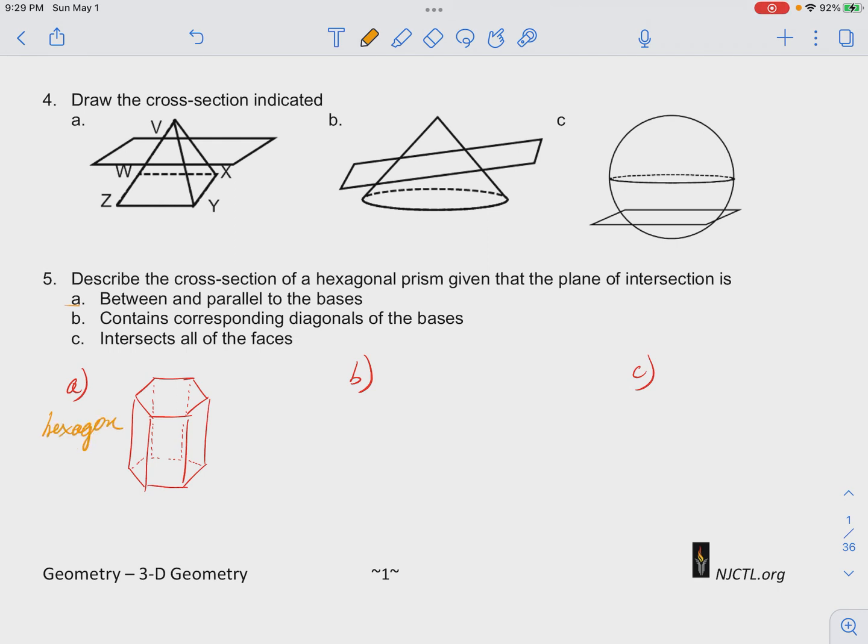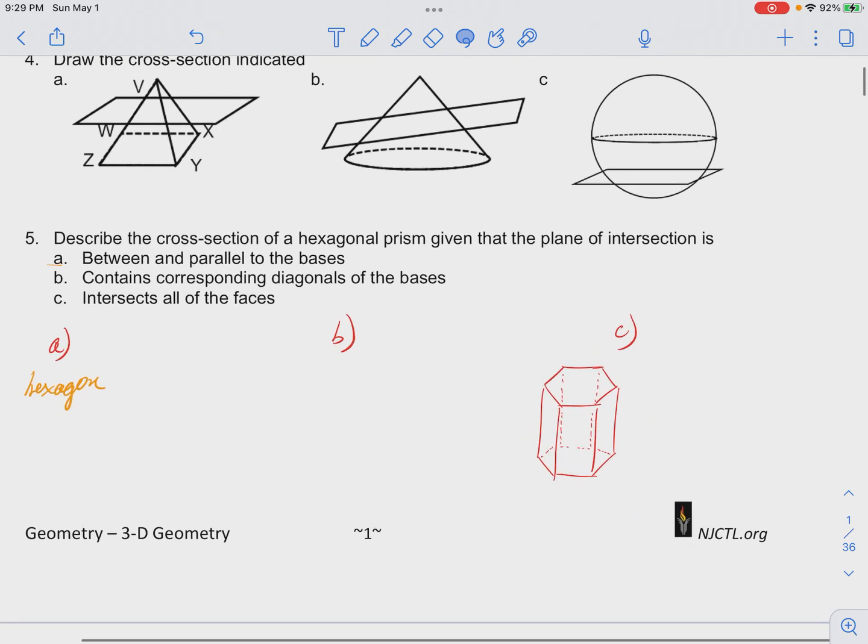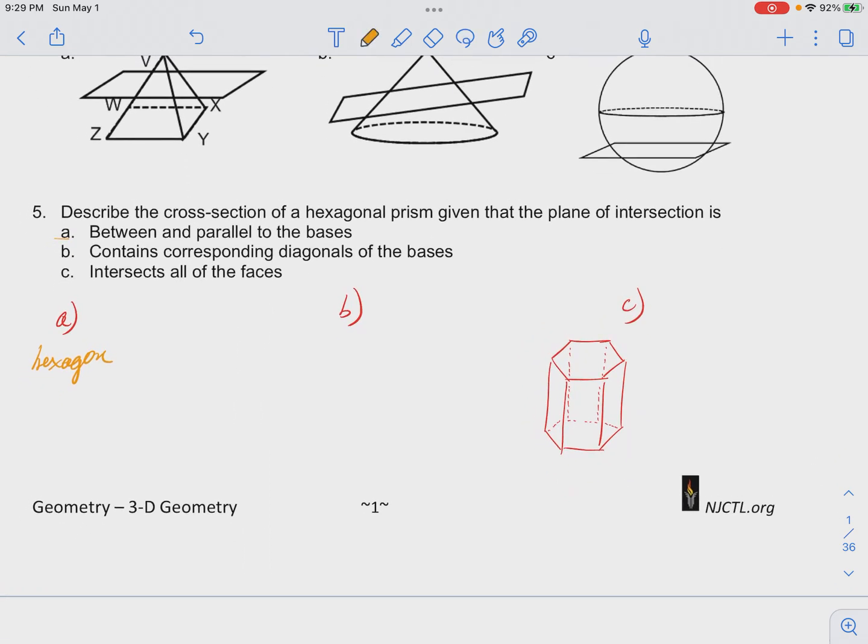Now, if we imagine for part B, I'm just going to move this over instead of redrawing it. We want to contain the diagonals of the bases. So what does this mean? The diagonals of the bases is when we have a vertex and we want to connect it to the point farthest from it on the other base. So this would be this vertex over here, and the corresponding diagonal to that would be on the opposite side, on this diagonal over here.